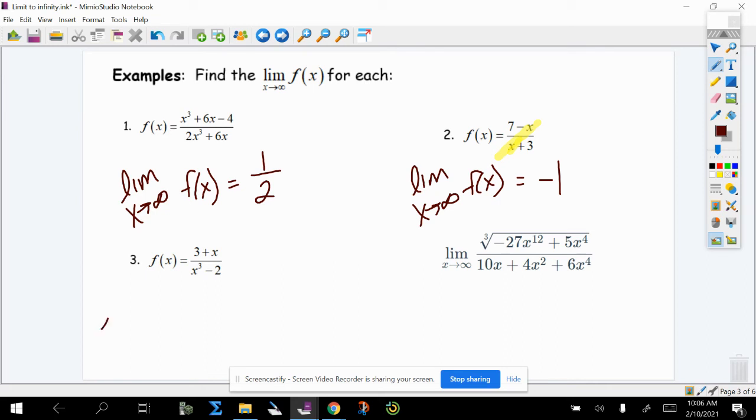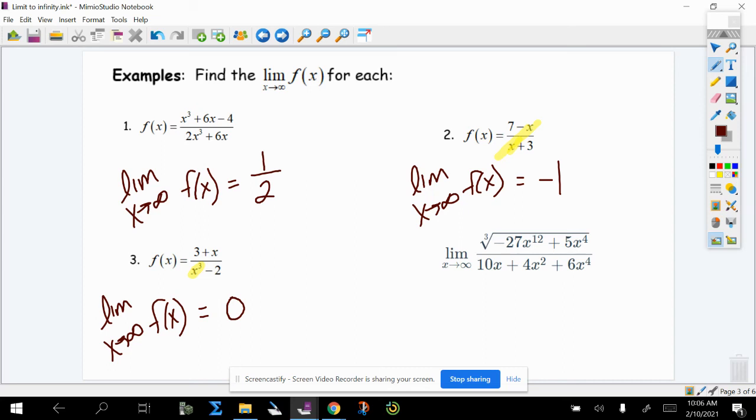And then the third one, my limit as x goes to infinity of this function. This time we have a bigger degree on the bottom. We have x cubed, which means the bottom is growing at a much faster rate, which will create a limit that will get smaller and smaller to 0. Again, creating a horizontal asymptote at y equals 0.